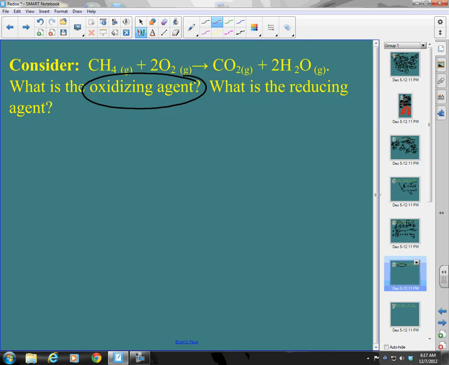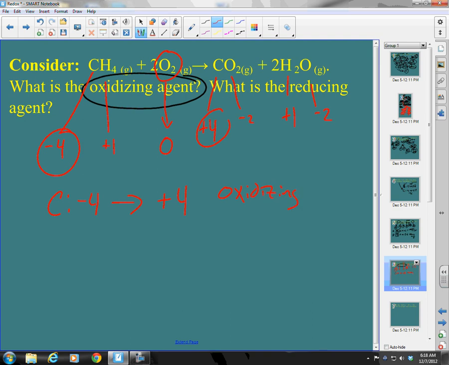First thing we want to do is figure out what's happening here. My hydrogens are +1. I have 4 of them. That means my carbon is -4. This is oxygen as an element, so that's 0. Here I have 2 oxygens. That means that's -2, and if I have 2 of them, the carbon must be +4. Here I have -2 and +1. So what's changing? My carbon goes from -4 to +4. So that means it's going up, so that means that is oxidizing.